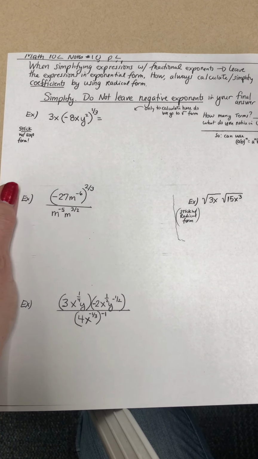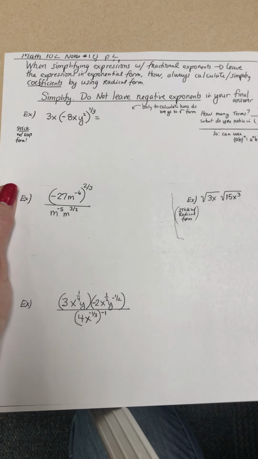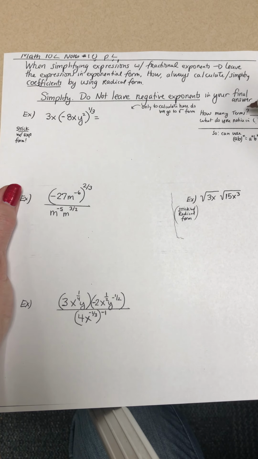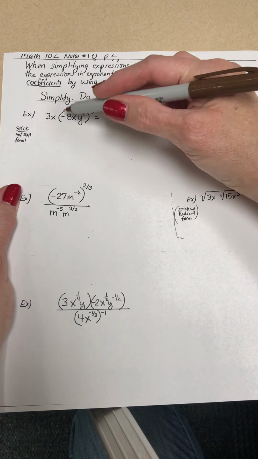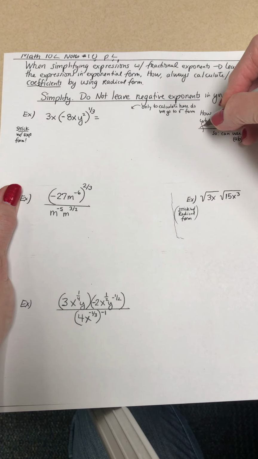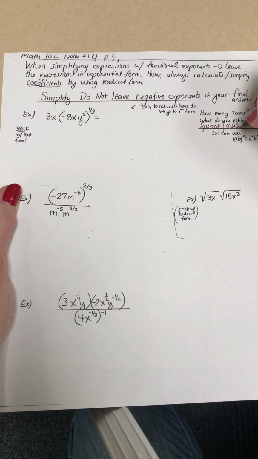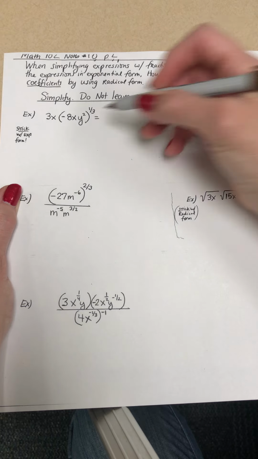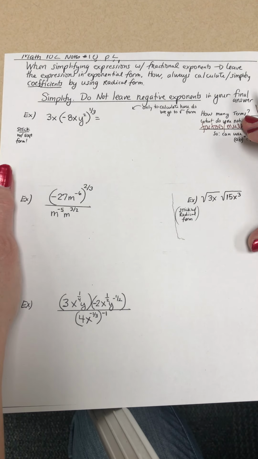So let's look at this problem. Notice, I'm still asking, how many terms? Well, that's all one term. Now, what do you notice inside the parentheses? What am I getting at here? Those are factors. Or you could say it's multiplication. Or you could say, hey, that's all one term inside the parentheses.